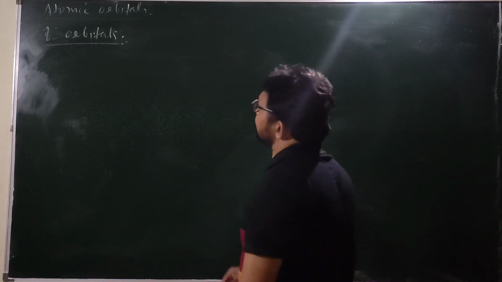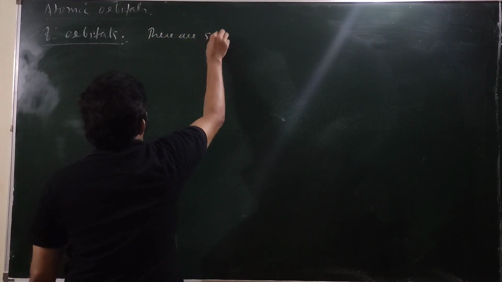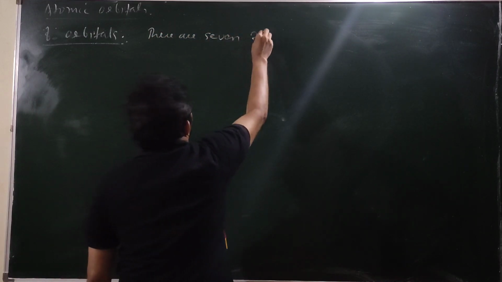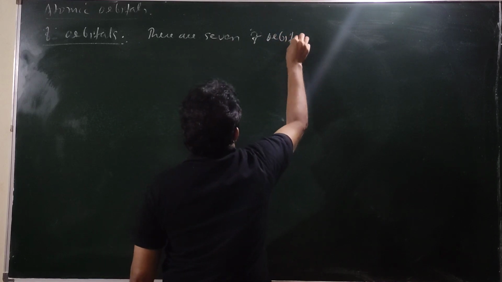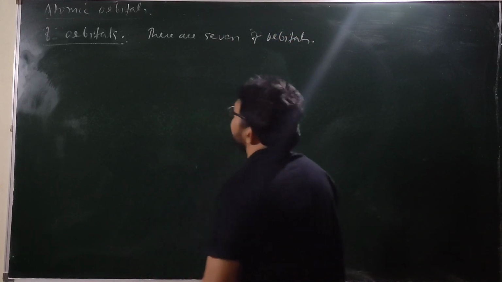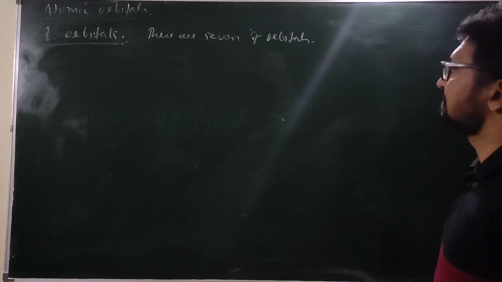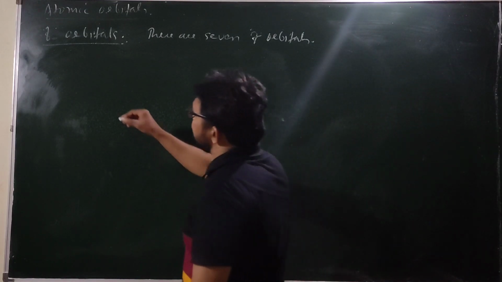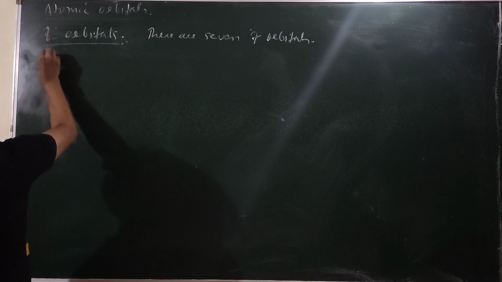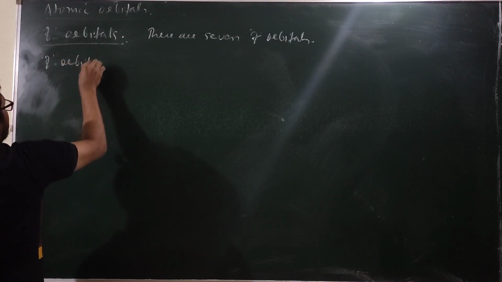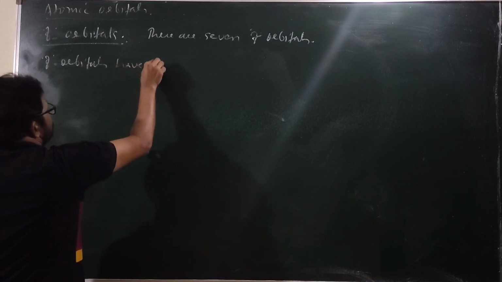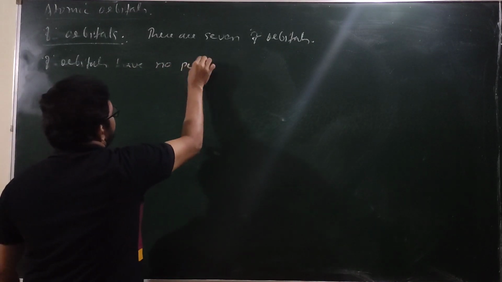How many f orbitals are there? There are 7 f orbitals. And f orbitals have no specific shape. F orbitals have no particular shape.